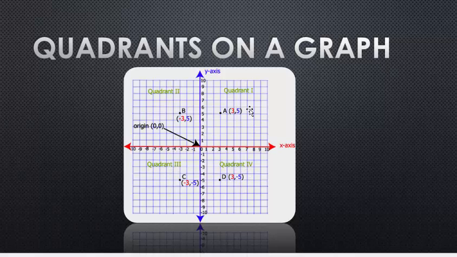You'll notice that in quadrant 1, both the x and y coordinate are positive. In quadrant 2, the x coordinate becomes negative, while the y coordinate stays positive. In quadrant 3, both the x and y coordinate are negative, and in quadrant 4, the x coordinate is positive, while the y coordinate becomes negative.